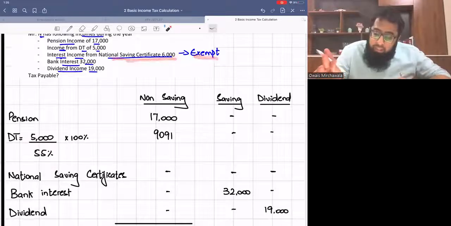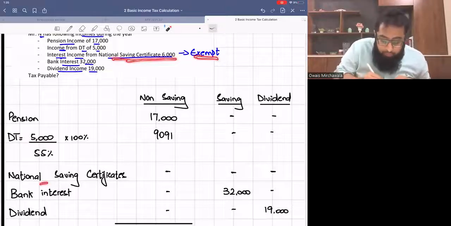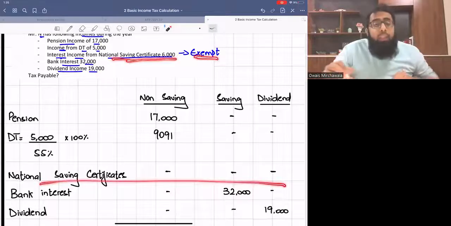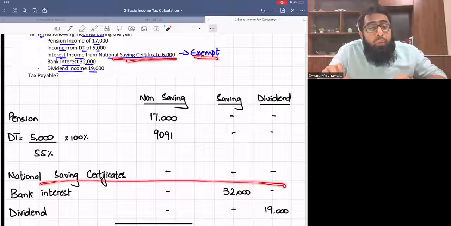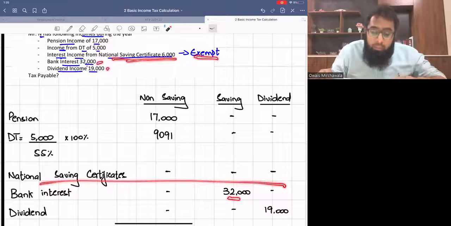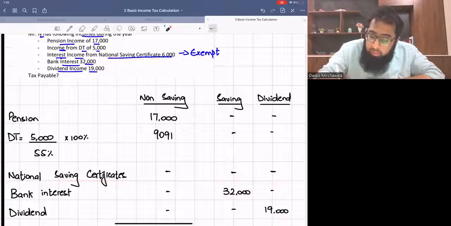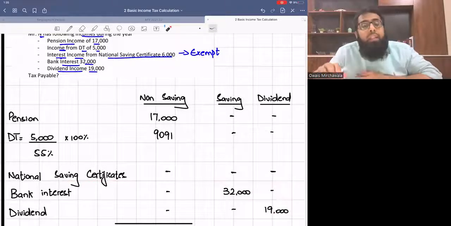Once we have classified the incomes, the next step will be to calculate the total incomes. Now let's look at it. Total income: 17,000 plus 9091, so this will be 26091. In saving, it will be 32,000. And in dividend, it will be 19,000.